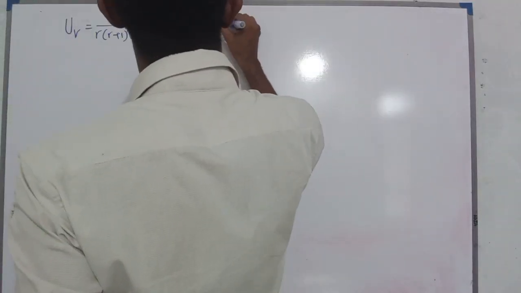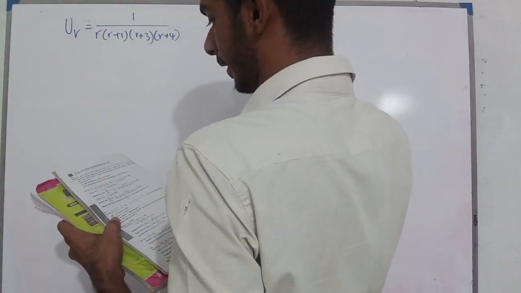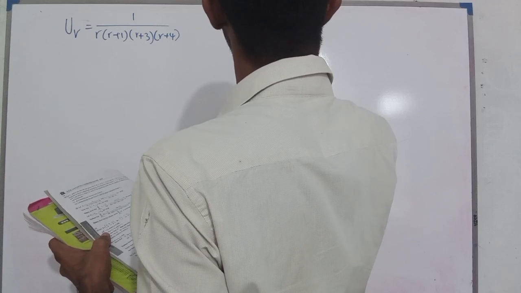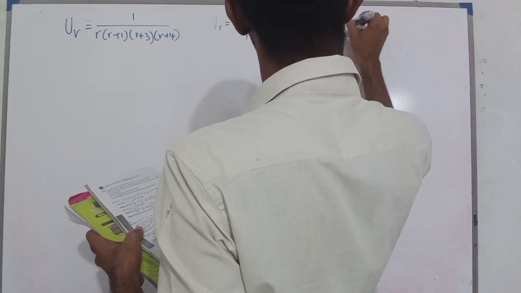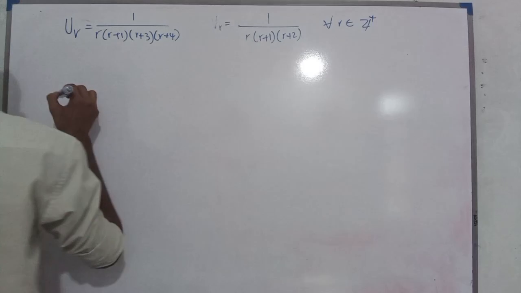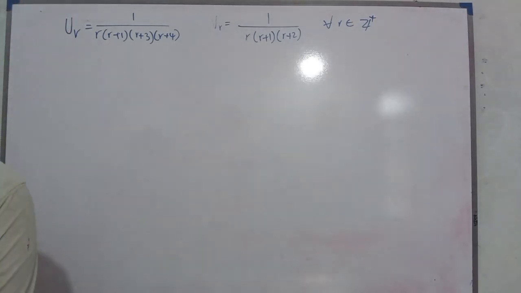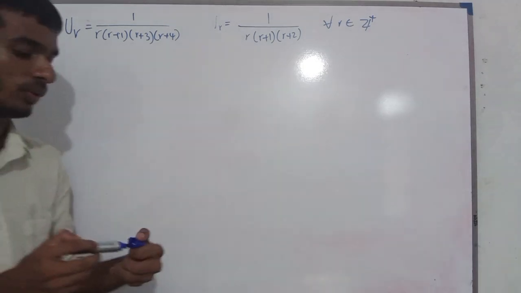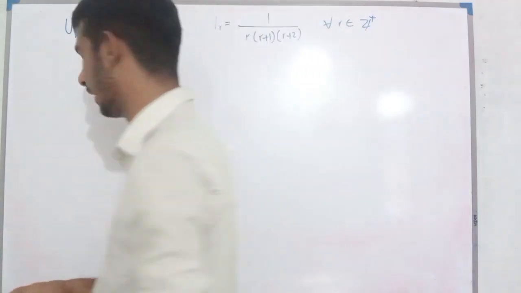And VR is also given. VR is equal to 1 divided by R into R plus 1, R plus 2 for all R belongs to Z plus. Now we have to show that VR minus VR plus 2 is equal to 6 into UR for all R belongs to Z plus. So for this proof, we have to take LHS and show that it is equal to RHS. That is the idea, nothing.